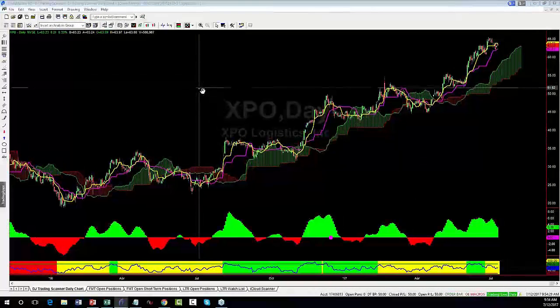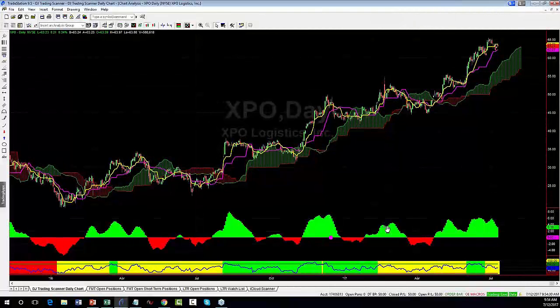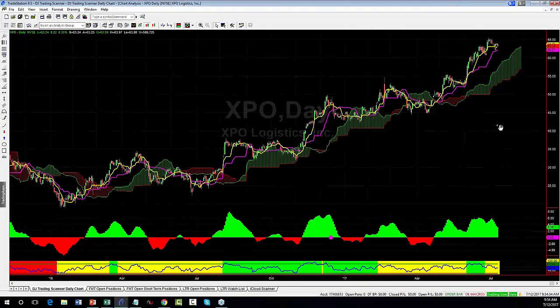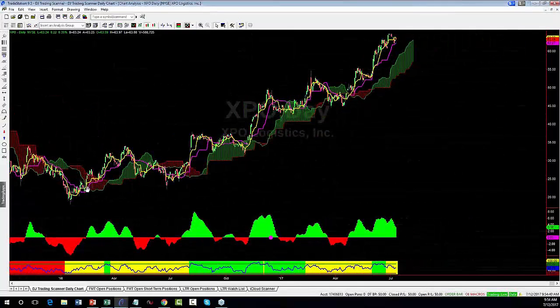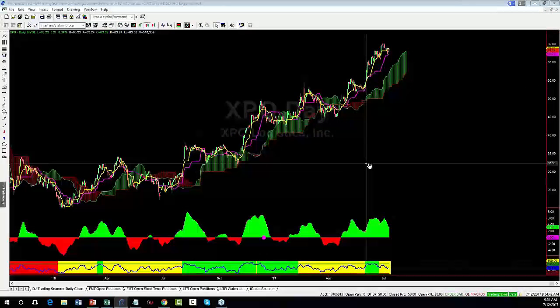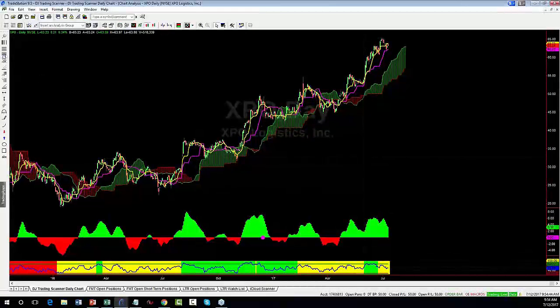So XPO Logistics, it's in a beautiful uptrend, starting to lose momentum. See how the amplitude's coming out of these peaks? So we might be getting a correction soon, but we don't have it yet. There's wave 1, 2, 1, 2, 3. So if it were to correct from here, what would be the target zone?